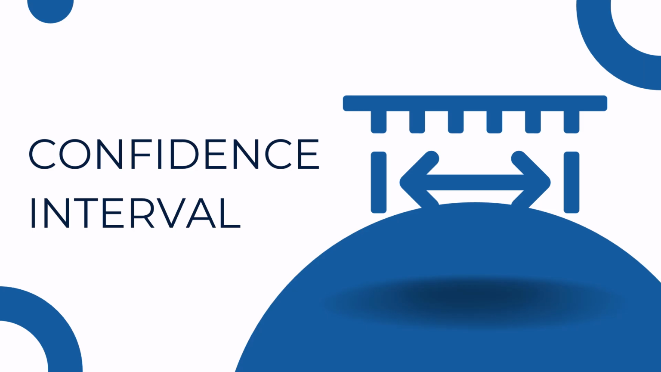So we realize that the point estimate is most likely not the exact value of the population parameter, but close to it. So after calculating point estimates, we construct interval estimates. So we call that confidence interval. So in this specific lesson, we'll be able to learn to construct and interpret confidence intervals.